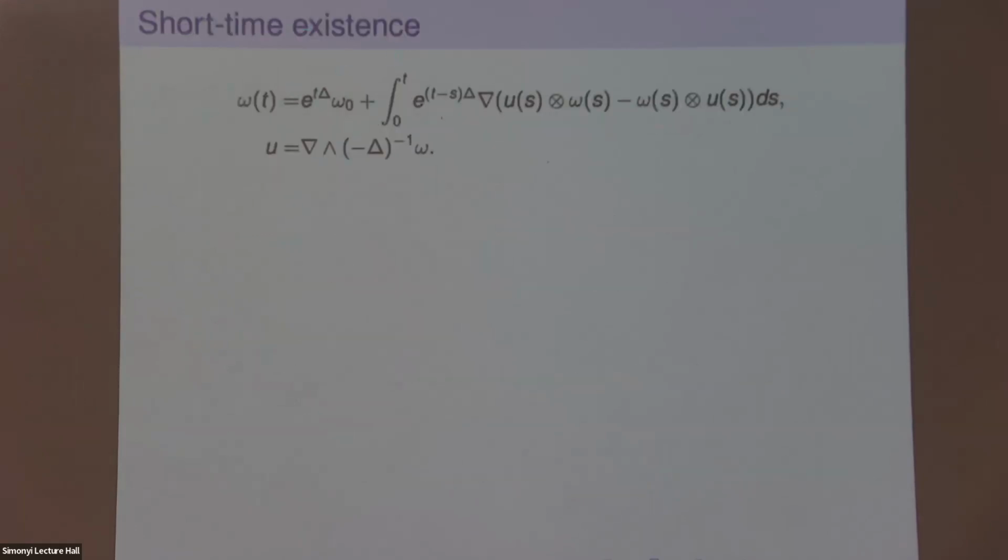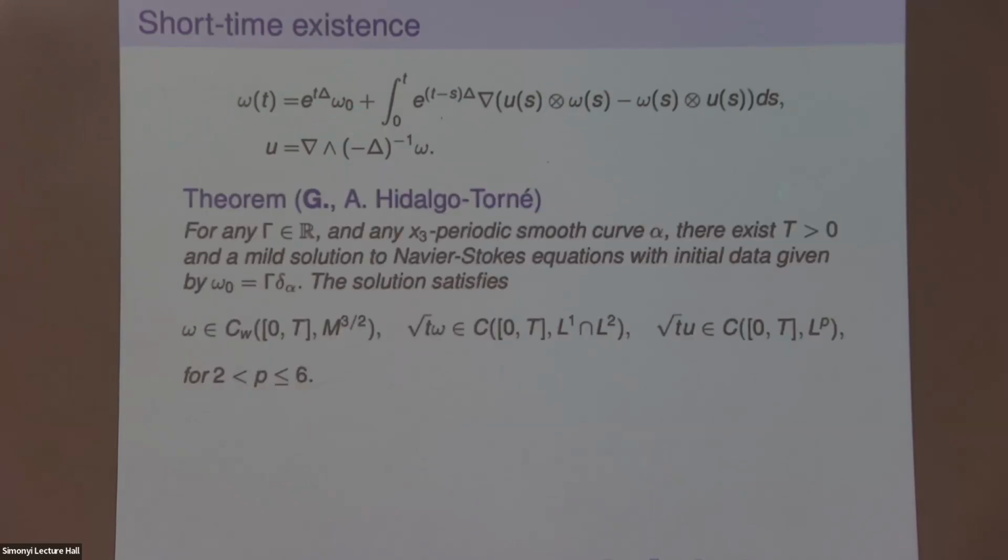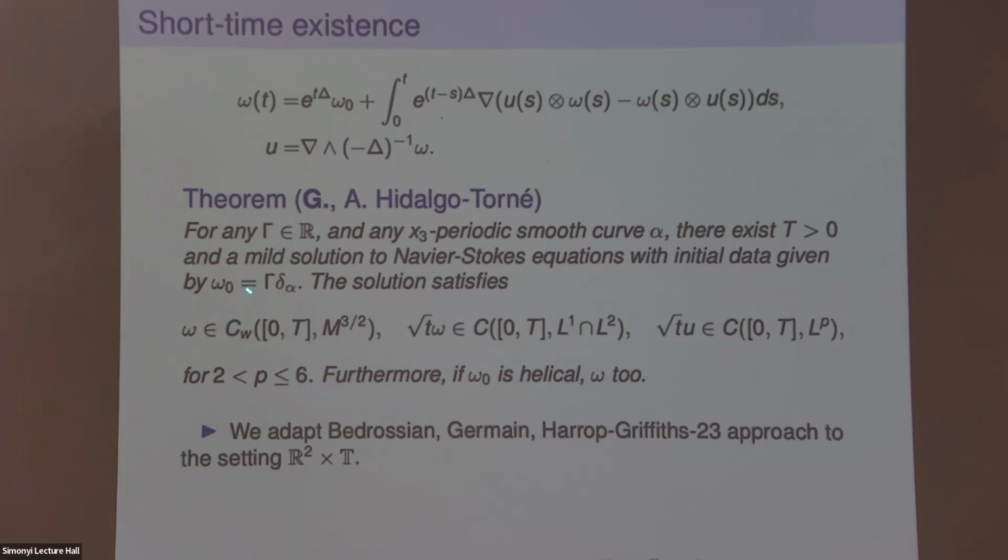Good. For short time existence, we work at the level of the vorticity, with the Duhamel formula, and then we can prove that for short time we have a mild solution starting with this setting, and it will continue in this space of measures. Let's say that the vorticity is in L2 with this weight in time, and also the velocity. We don't have L2 just because of this decay, but we have up to L6 integrability, okay? And this is for any measure which is x3 periodic, but the main important thing is just that if W is helical, if initially the vorticity is helical, it's going to remain helical, okay?